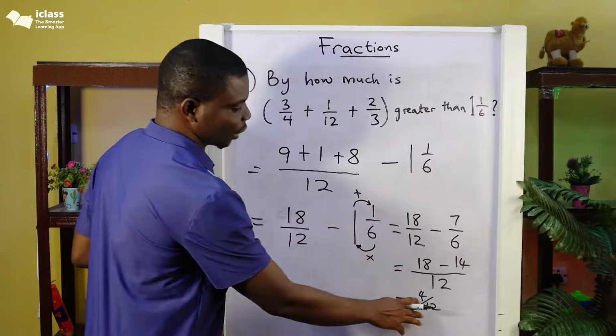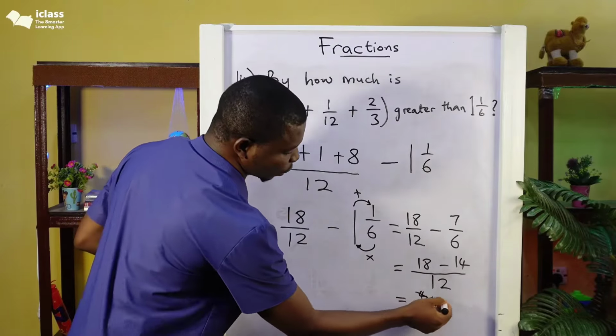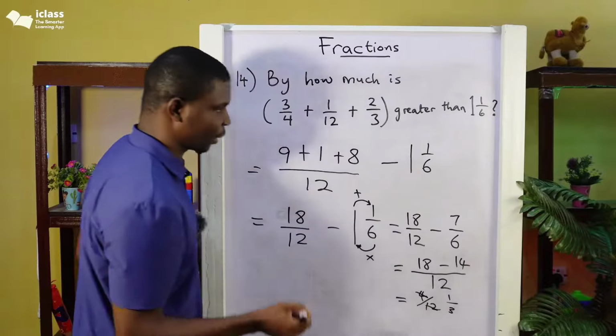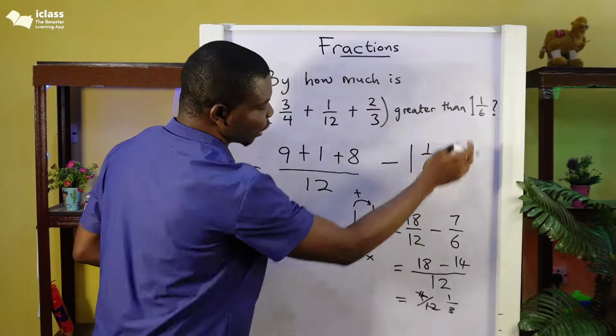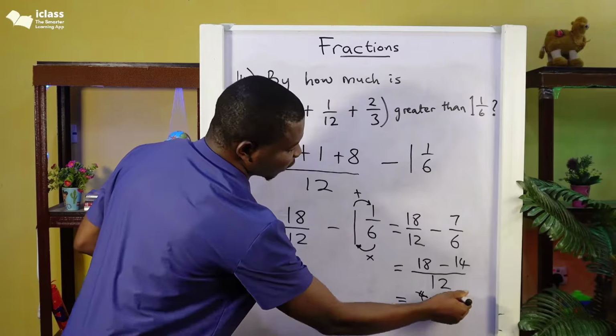But then we can reduce this further. 4 can go into 4 once, and then 4 will go into 12 3 times. So we have 1 over 3. By how much is this greater than this? It's greater than this with just 1 over 3. So 1 over 3 is our answer.